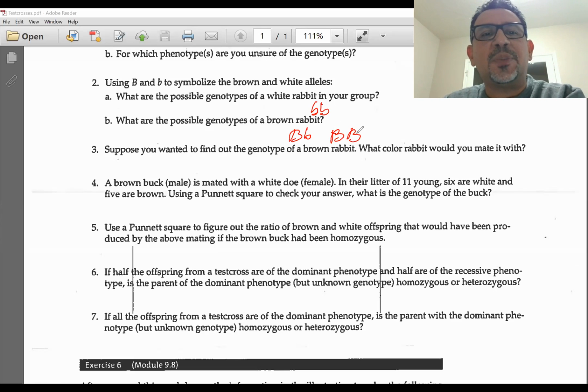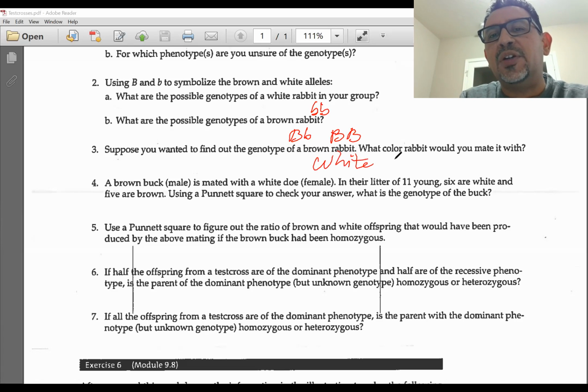Now let's look at the next question. Suppose you wanted to find out the genotype of a brown rabbit. What color rabbit would you mate it with? Remember what the condition was for doing a test cross? Think for a moment. Oh yes, you remembered it. We have to have an individual with the homozygous recessive genotype. In other words, the phenotype has to be recessive. So we need to cross a brown rabbit with a white rabbit in order to do a test cross.